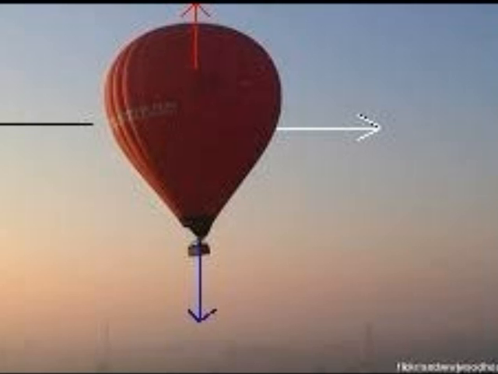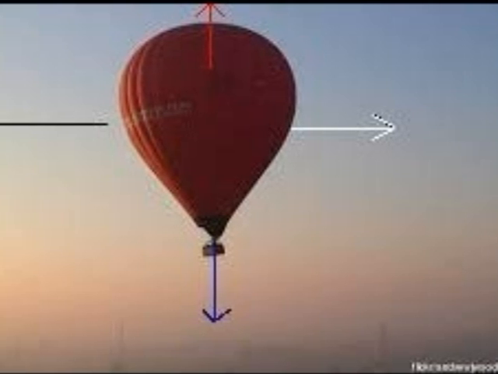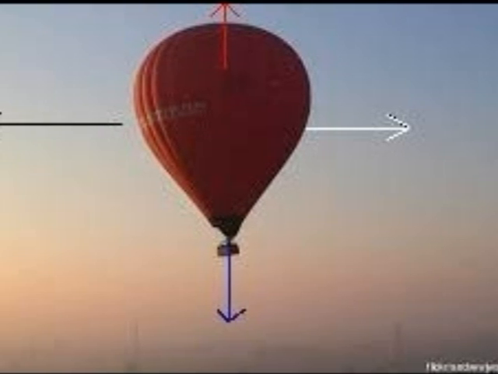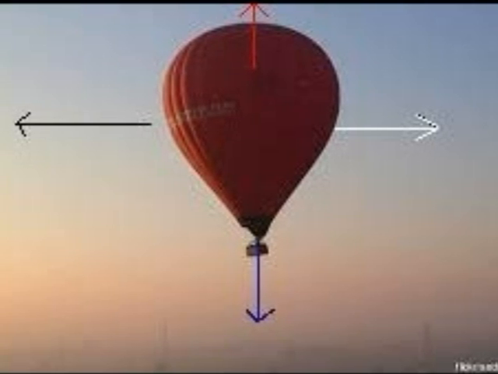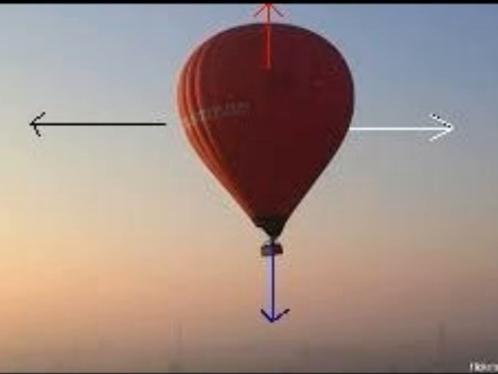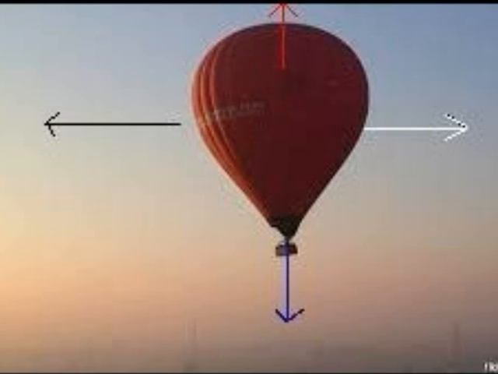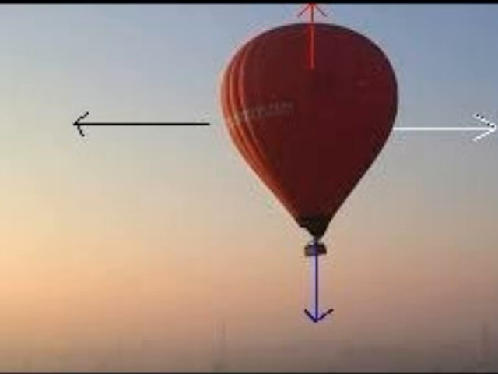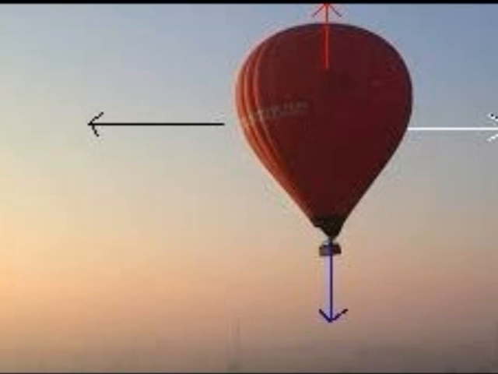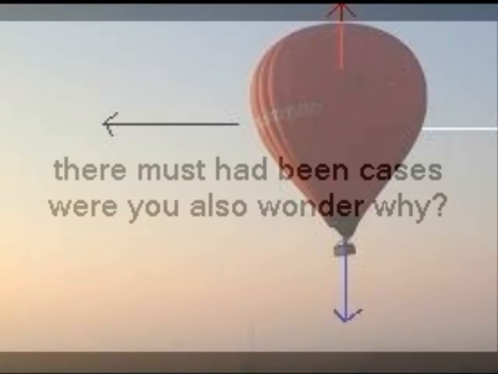And let's not forget in air, where there is also force acting on an object. Here, the blue arrow will be the weight acting towards the center of the earth. We have the white arrow, which is motion, the red arrow, which is the upthrust, and the black arrow, which is also friction, and another name, air resistance.